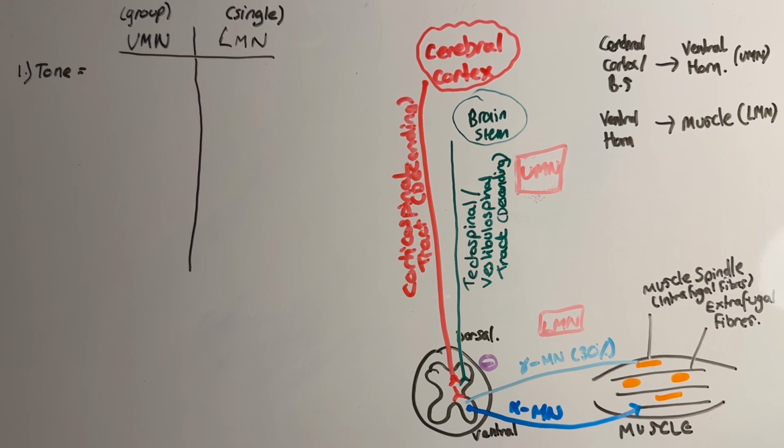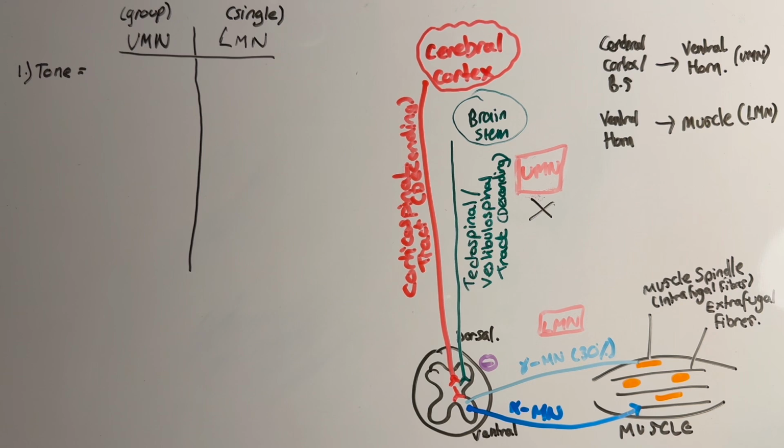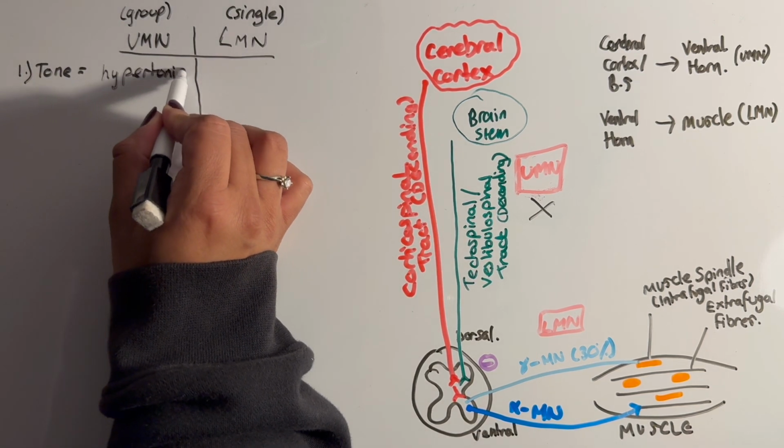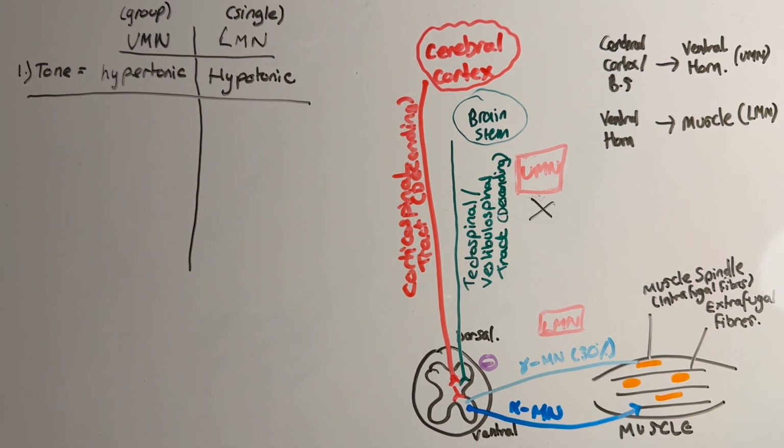So now, like I said earlier, if you have a lesion in the upper motor neuron, this is going to cause chaos in the lower motor neurons, which is going to cause our lower motor neurons to almost keep working and cause hypertonia. Whereas if we have a lower motor neuron lesion, we can't get to that reflex arc between the muscle and the ventral horn, causing hypotonia.